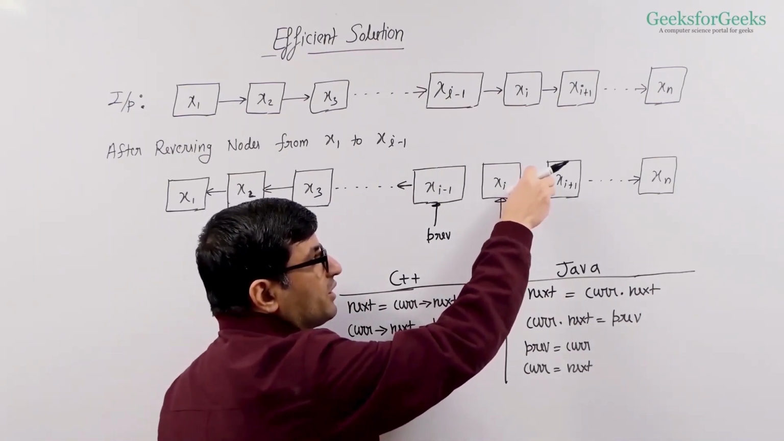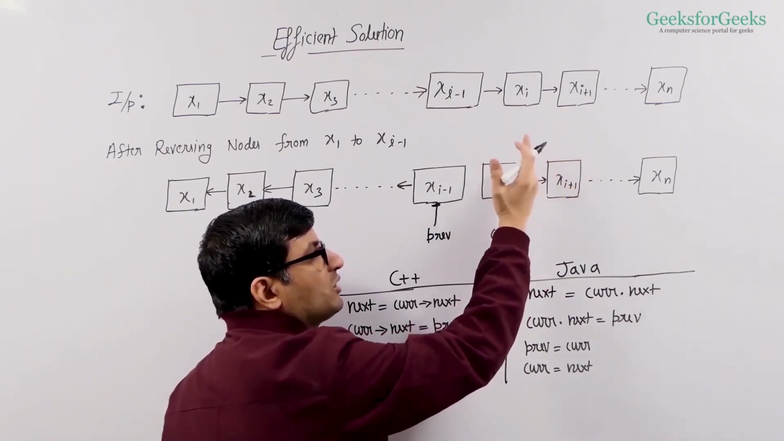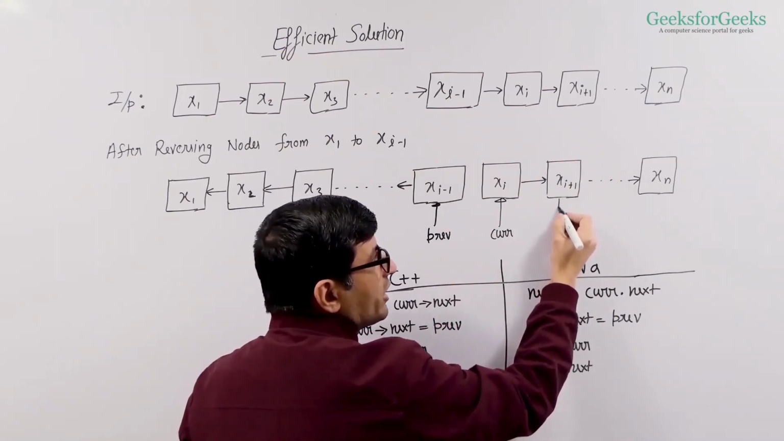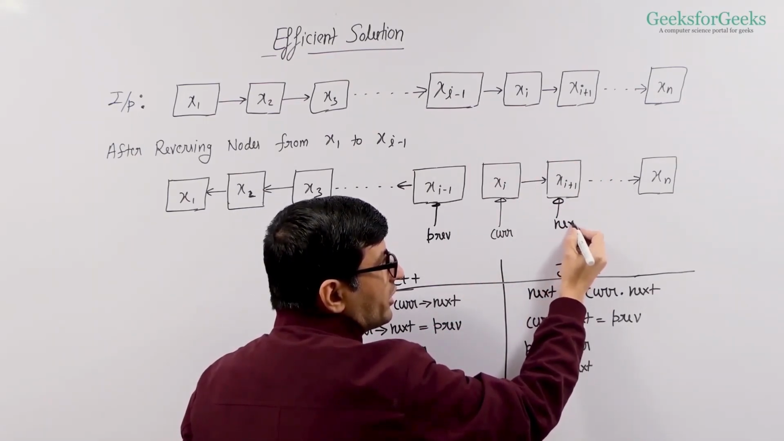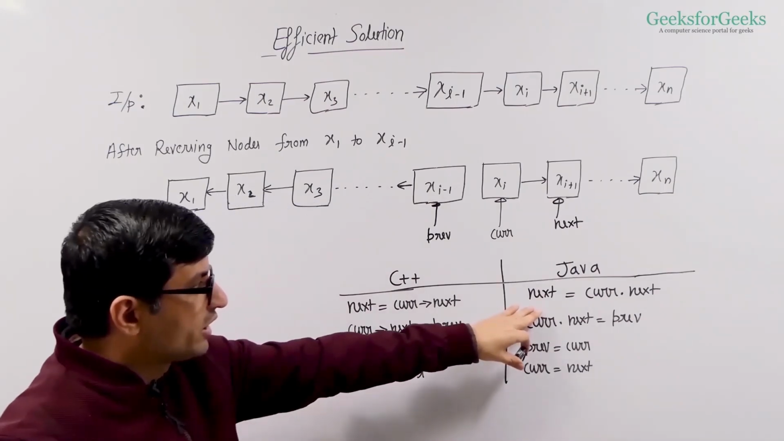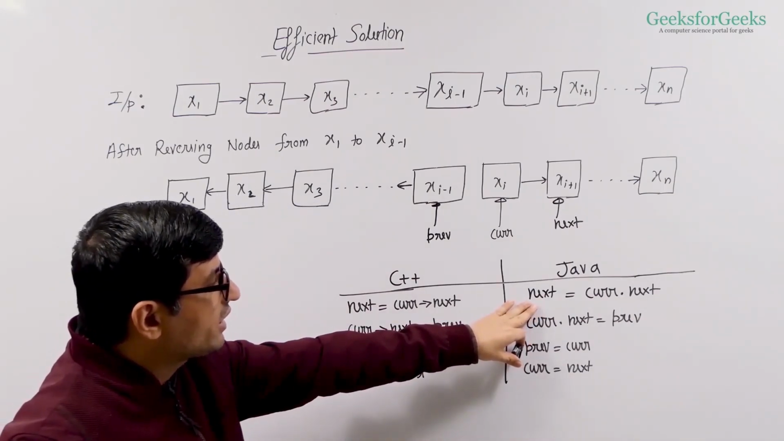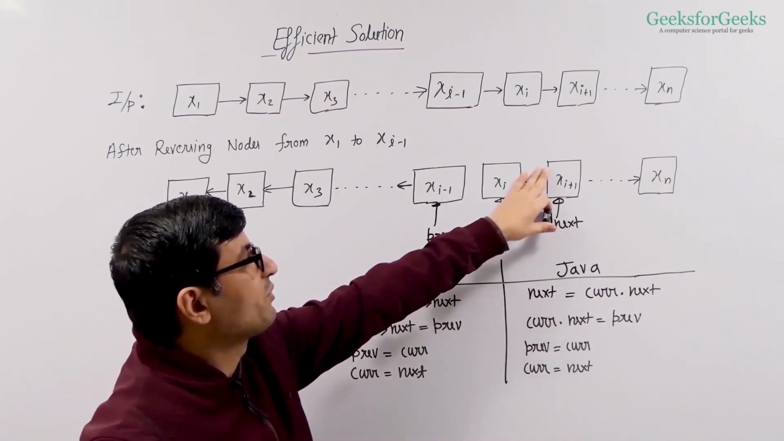If we change first current's next and we do not store it, we lose the track of this linked list, right? So we store it in a next reference or pointer, right? So we store it in a next variable. And after that, we change this link that we were supposed to change.